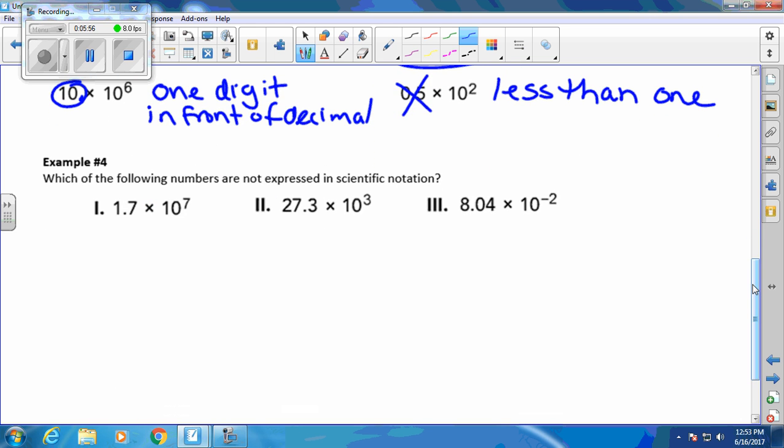And for the last one, it says which of the following numbers are not expressed in scientific notation. Not expressed, so make sure you read that carefully. It would be choice 2 because this number is greater than 10.